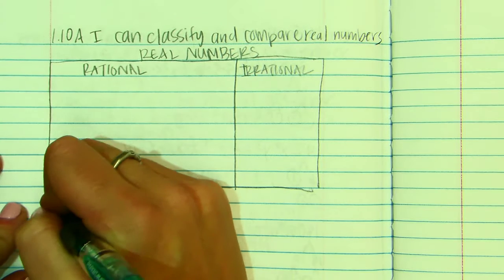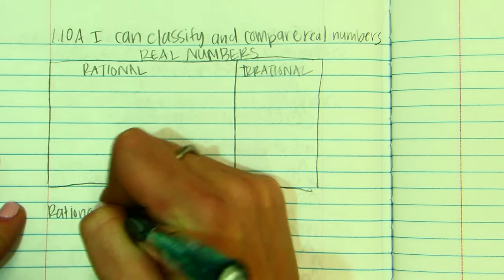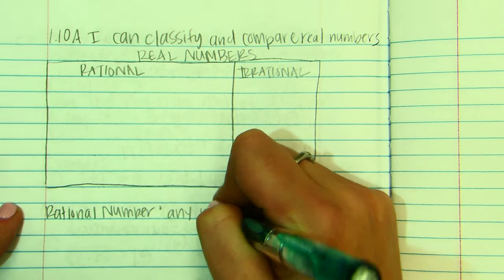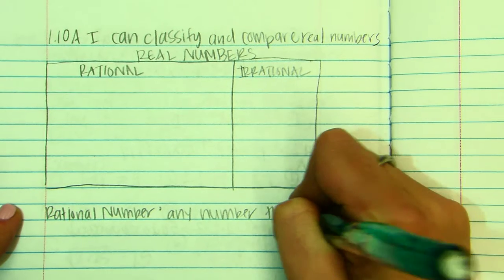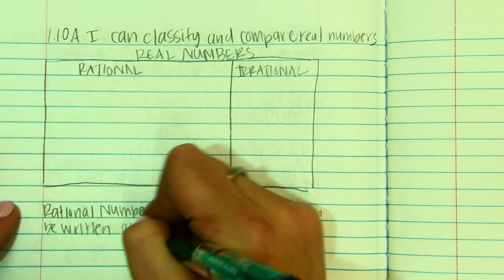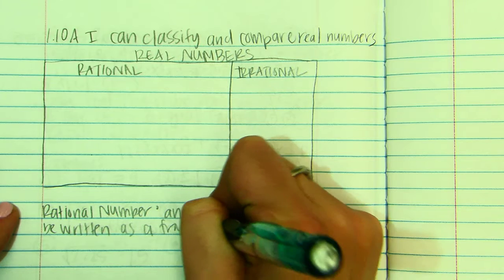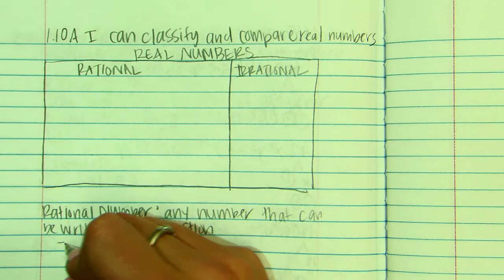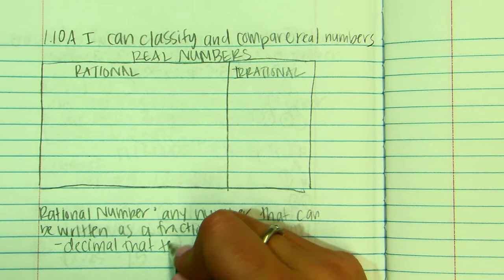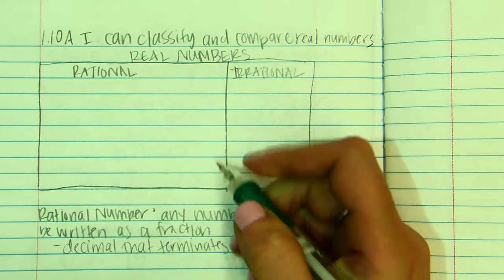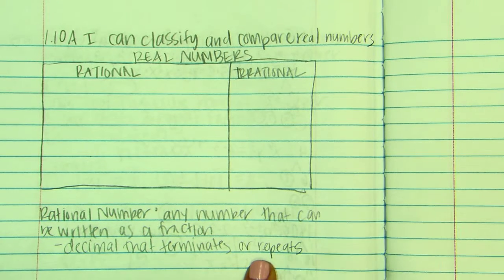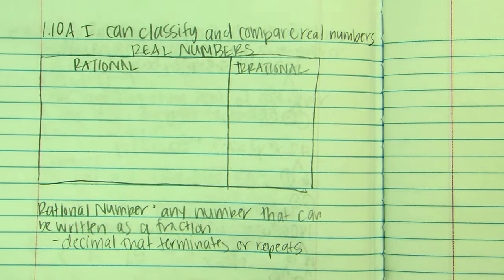And I'm going to put the definition of a rational number down here. A rational number is any number that can be written as a fraction. You can tell if it's a rational number if it's a decimal that ends, a decimal that terminates. Terminates is another word for ends, or repeats. We know how to put terminating and repeating decimals as fractions. So decimals that terminate and repeat are rational numbers.